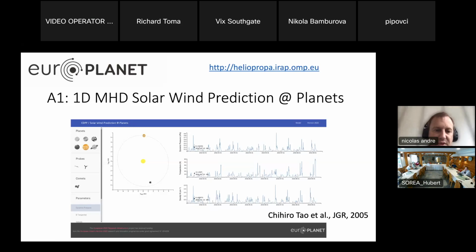Then you see the outputs of the models. First, you see the location of the planets in the solar system. This helps you to understand if the prediction is reliable or not. And then you see the output parameters of the simulations at the specific targets: the density, the temperature, the dynamic pressure, the tangential magnetic field.